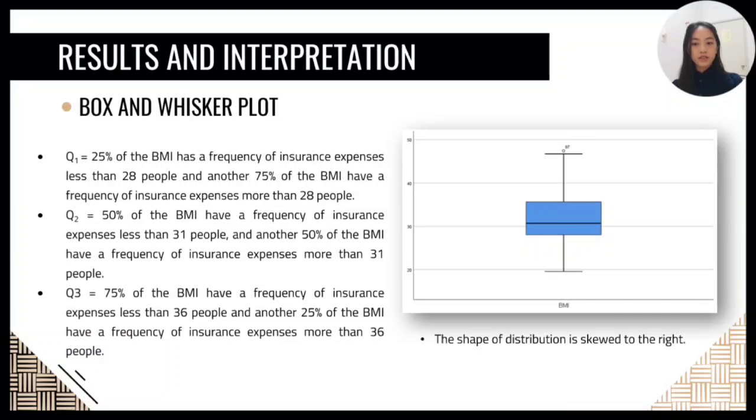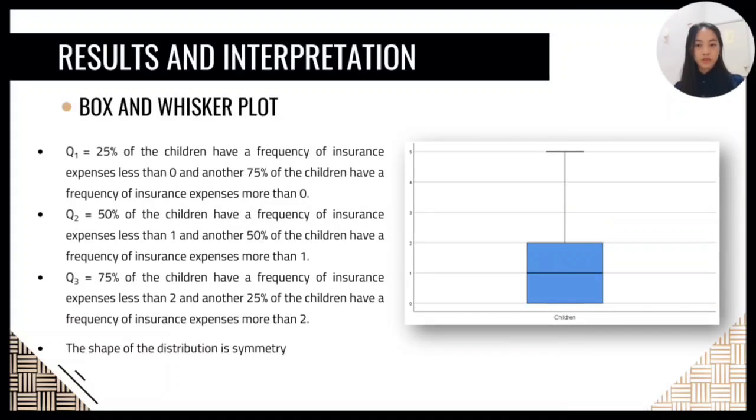Other than that, it also shows the minimum value, which is 19 people, and the maximum value, which is 47 people. Finally, the shape of the distribution is skewed to the right. The second box and whisker plot would be children. First of all, the minimum and maximum values of this data are 0 children and 5 children respectively. For the first quartile, 25% of the children have a frequency of insurance expenses less than 0, and another 75% have more than 0. After that, for the second quartile or median, 50% of the children have a frequency of insurance expenses less than 1, and another 50% have more than 1.